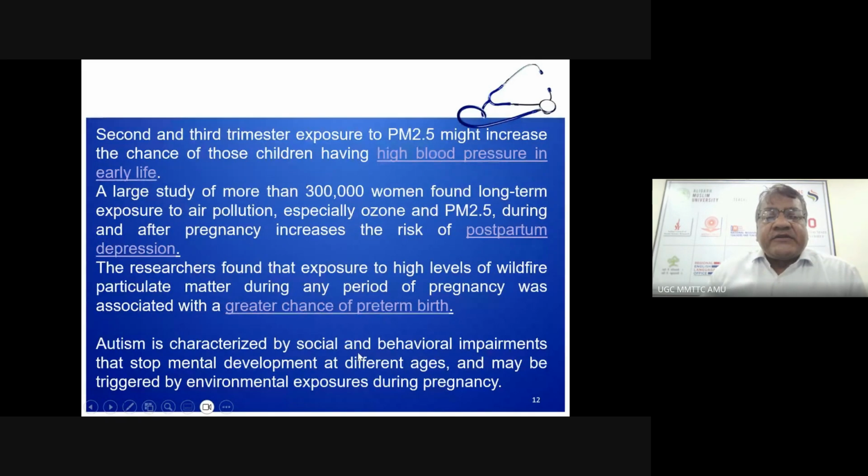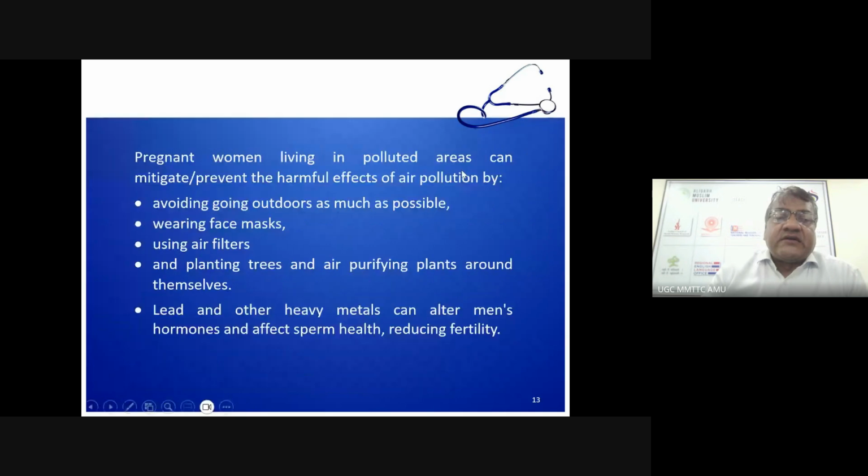Now, autism is characterized by social and behavioral impairments. Autism, what is autism? It is characterized by social and behavioral impairments that stop mental development at different ages and may be triggered by the environmental exposure during pregnancy. So how dangerous is this air pollution, it is affecting almost everything. They are causing many diseases. It affects every system of the body.